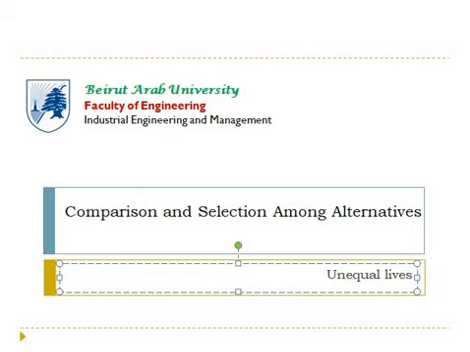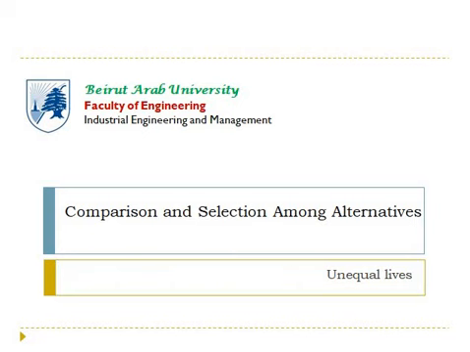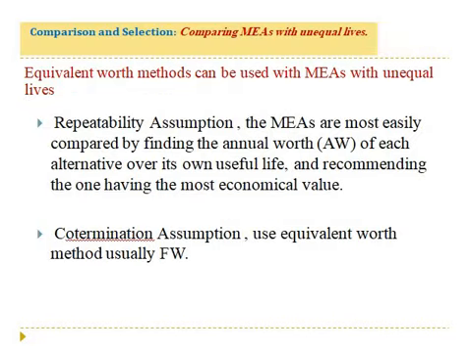Hi, I'm continuing with the chapter related to comparison and selection between alternatives, but this time I'm comparing alternatives with unequal lives. In order to do that, we can use two methods. The first one is the repeatability assumption, where I can use the annual worth or the present worth, or the cotermination assumption, where I use the future worth.